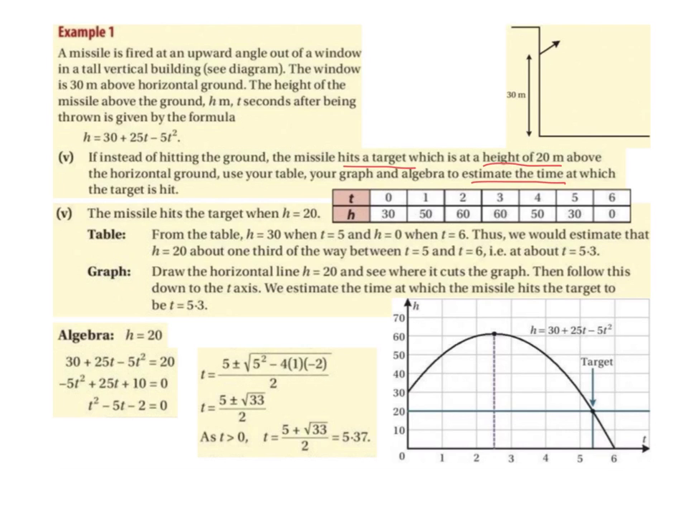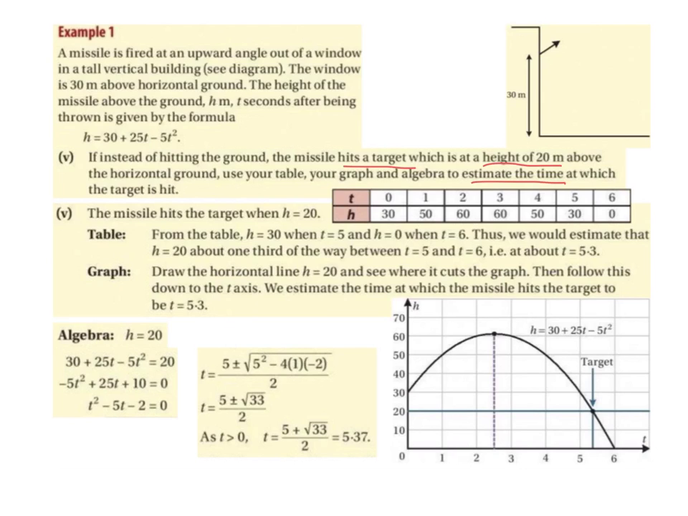From the graph, draw the horizontal line h equals 20 and see where it cuts the graph. Then follow this down to the t-axis. We estimate the time at which the missile hits the target to be t equals 5.3. So this is approximately 5.3.